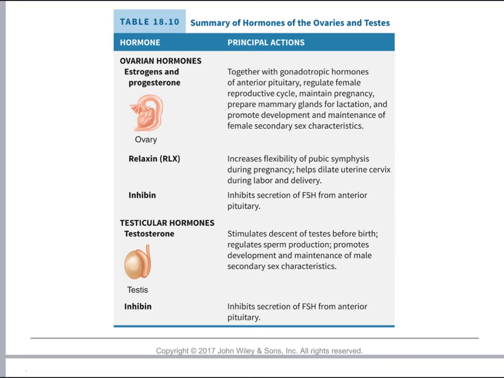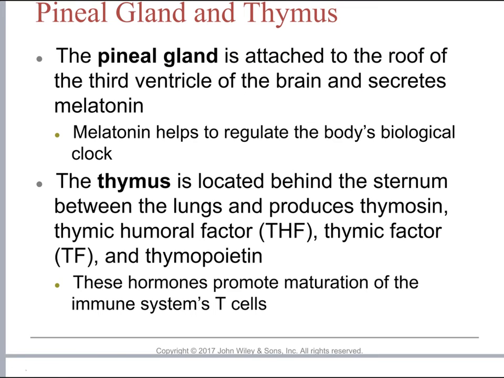For testicular hormones, we see testosterone. Again, it stimulates the descent of testes before birth, regulates sperm production, and promotes development and maintenance of male secondary sex characteristics. And inhibin for male is going to inhibit, again, FSH from the anterior pituitary. The last two are the pineal gland and the thymus.